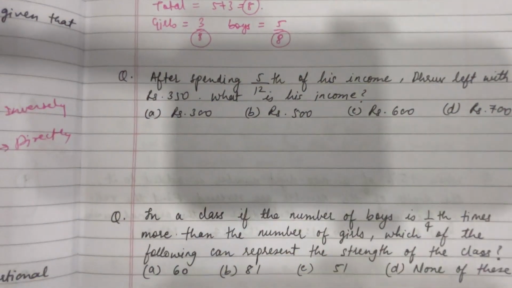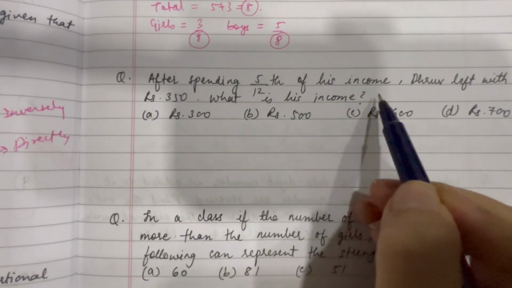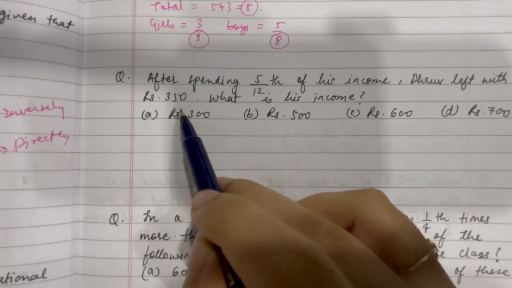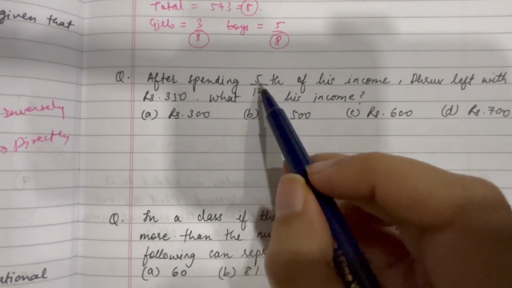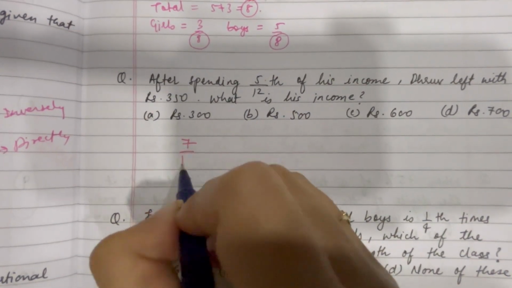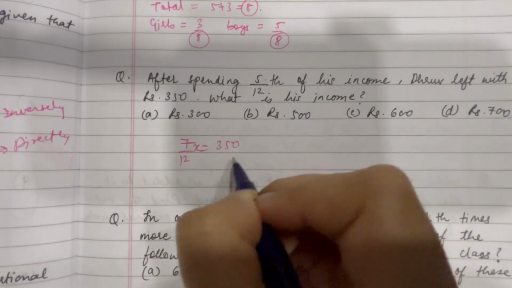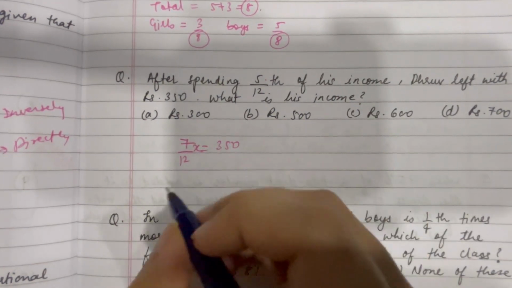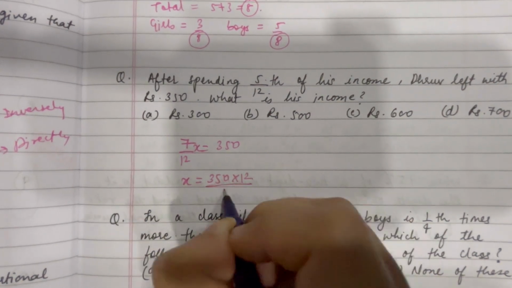After spending 5/12 of his income, Dhruv is left with rupees 350. What is his income? If he spent 5/12, okay, 12 minus 5 is how much? 7. That means 7 by 12 of his income equals 350. 7 by 12 of x equals 350. Okay, how to find the income? So 350 into 12 divided by 7.